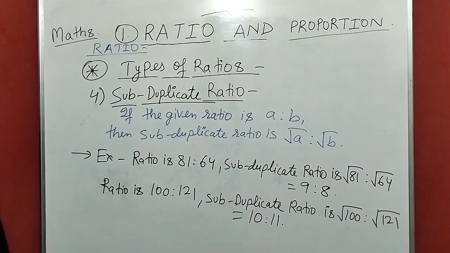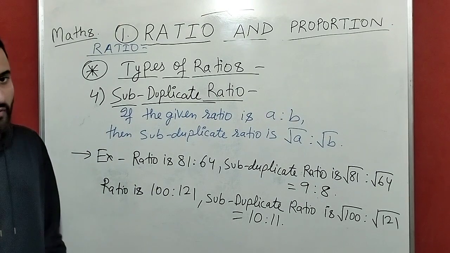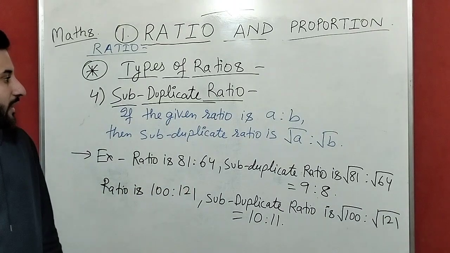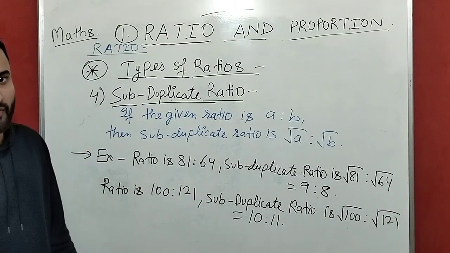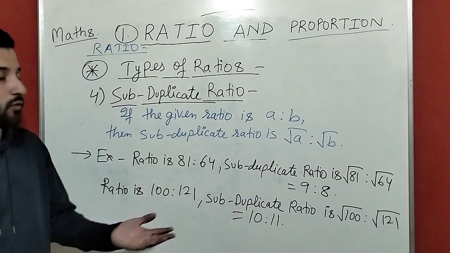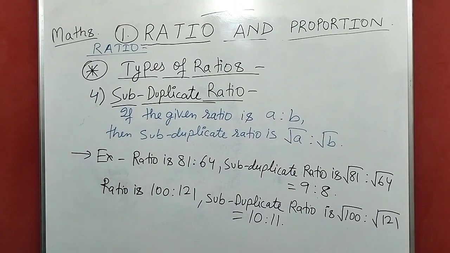Copy it down. Duplicate ratio means whatever the given ratio is, we will take the square of that ratio. Sub duplicate ratio means whatever the given ratio is, we will take the square root of that ratio.